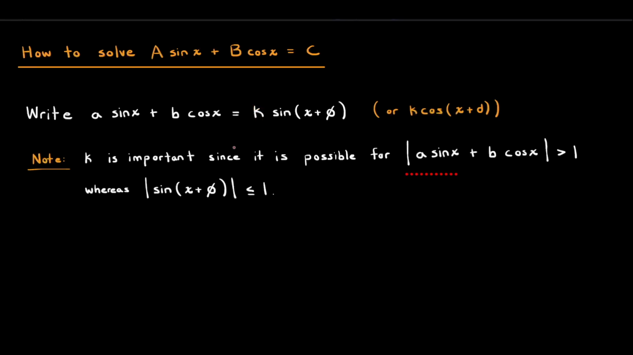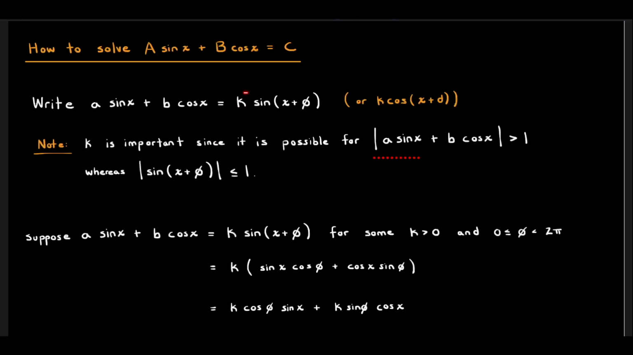That's why it's important. Okay, so now let's take a look at how to actually find my k value and my angle phi so that this equation is always true. And like I mentioned, you can work with sine or cosine. It doesn't really matter. For now, let's just work with sine. Let's come up with the k and angle values for sine. And so what we're going to do is actually expand this using the compound angle formula for sine. So we can say that a sine x plus b cosine x is k sine of x plus phi for some positive constant k and some angle between 0 and 2 pi.